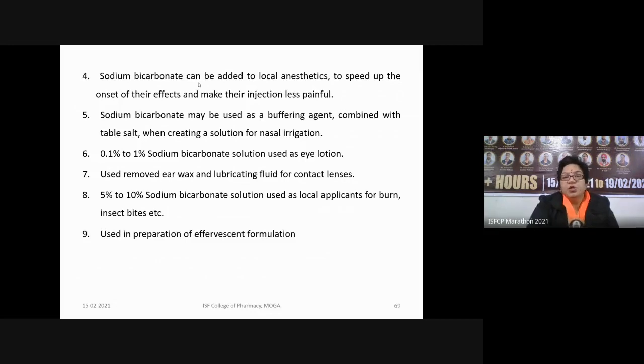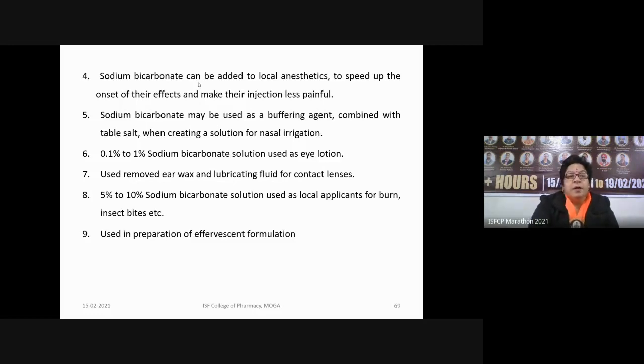Sodium bicarbonate may be used as a buffering agent combined with table salt when creating a solution for nasal irrigation. A 0.1 to 1% sodium bicarbonate solution is used as an eye lotion. It is used to remove earwax and as a lubricating fluid for contact lenses. A 5 to 10% sodium bicarbonate solution is used for local application for burns, insect bites, etc., and in the preparation of effervescent formulations. Effervescent, where gas is released.